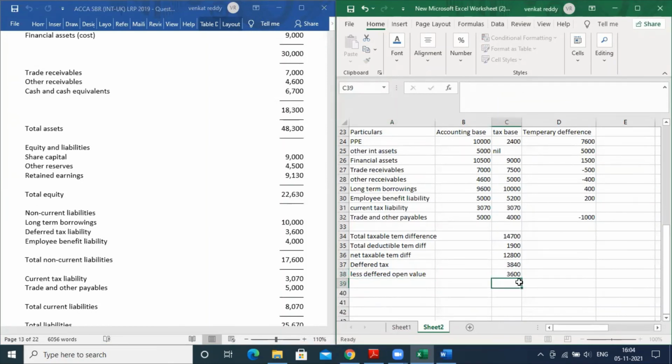So it means the deferred tax has increased by 240. This 240 will be added to provision for tax in the statement of profit and loss. So this is the treatment.